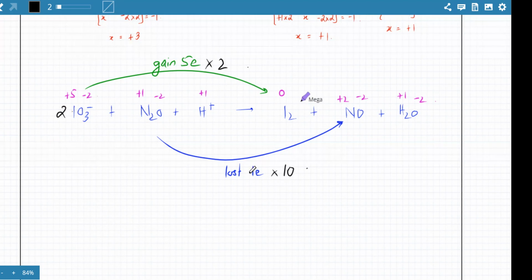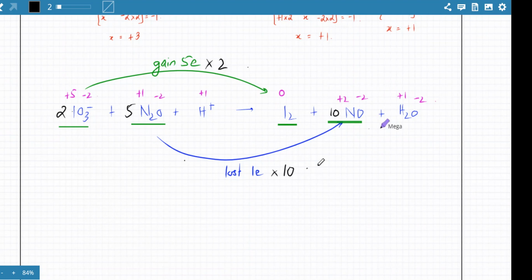And similarly for nitrogen, it was losing 1 electron. Just to balance out the number of electrons, there should be 10 nitrogens. So this should be multiplied by 5, and this should be multiplied by 10. And now your equation looks balanced. I mean, the parts where the redox reaction is involved are now balanced. The electrons gained and lost are balanced. There should be 1 iodine and there should be 10 NO molecules. So is this clear up to this point?